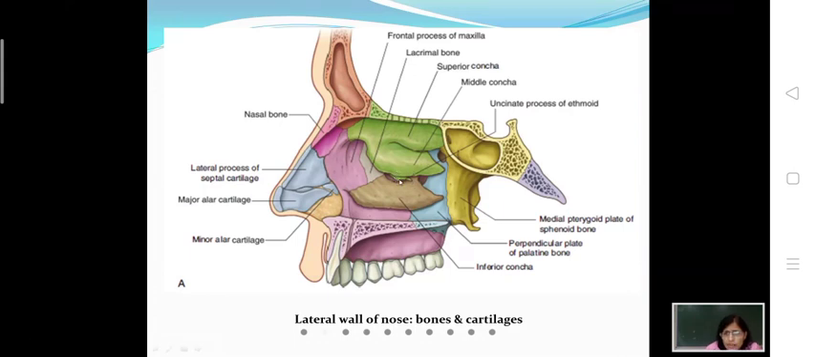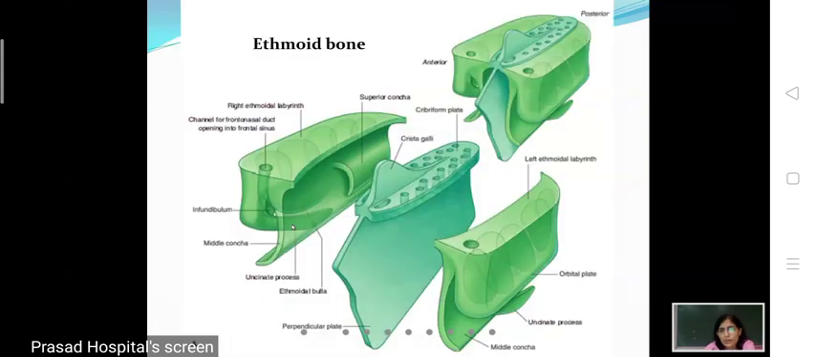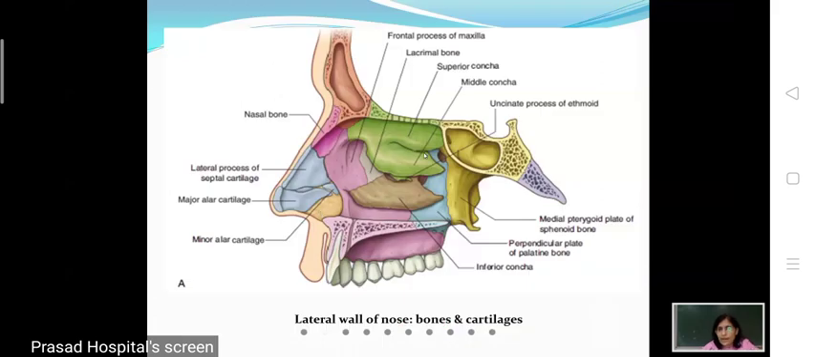Then this is the uncinate process of ethmoid, which covers part of the maxillary hiatus. So maxillary hiatus is not seen here. We only see a small area of the hiatus which is open, the rest of the area has been closed. Okay, this is seen and this is seen.